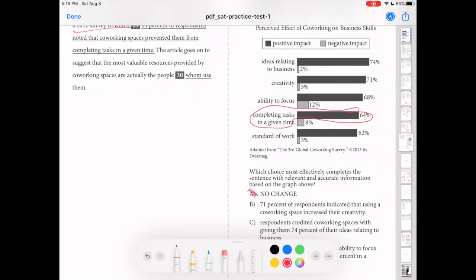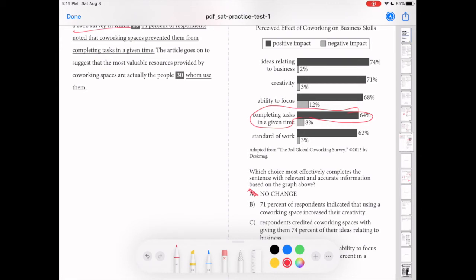Alright, in choice B, 71% stated a positive impact on creativity. Chart says yay, so B looks good. Let's keep going though. Alright, beware, this choice is worded super whack.